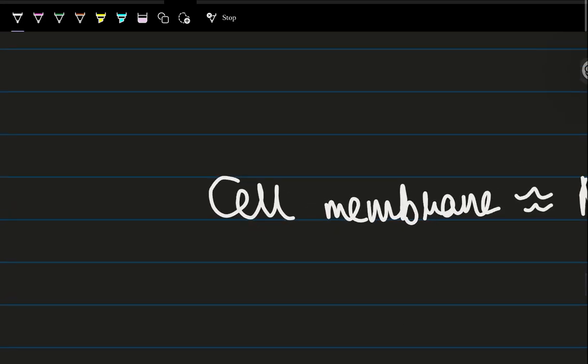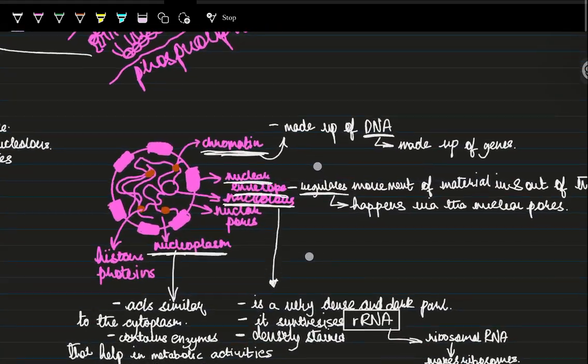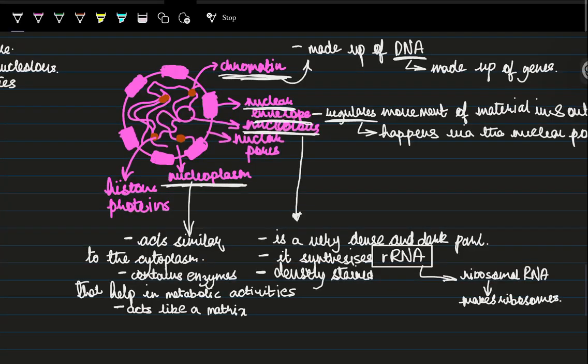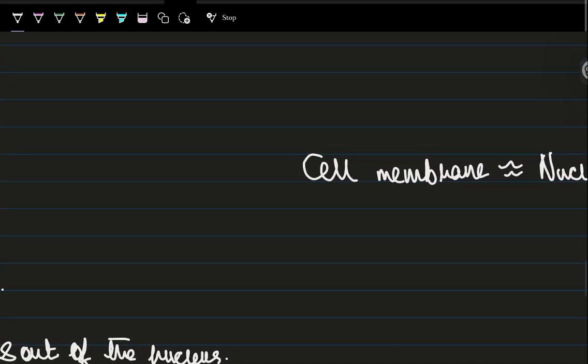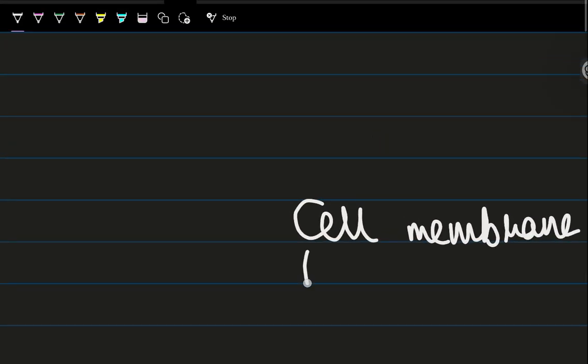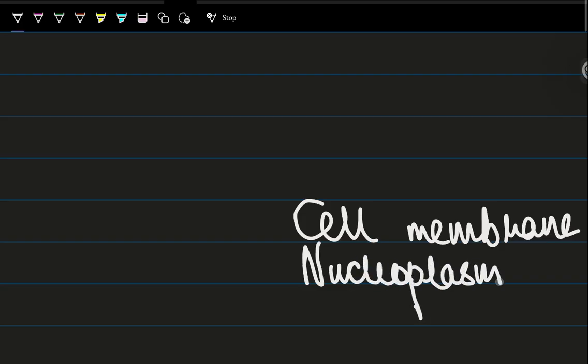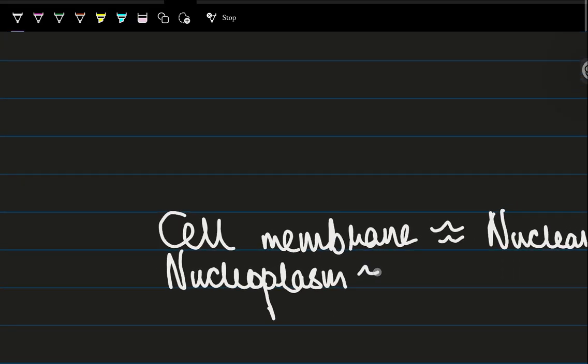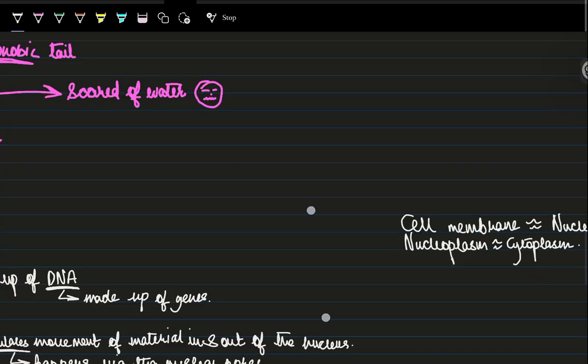And the nucleoplasm, as we can see, acts similar to the cytoplasm. It contains enzymes that help in metabolic activities, and it acts like a matrix. So we can write that the nucleoplasm acts similar to the cytoplasm.